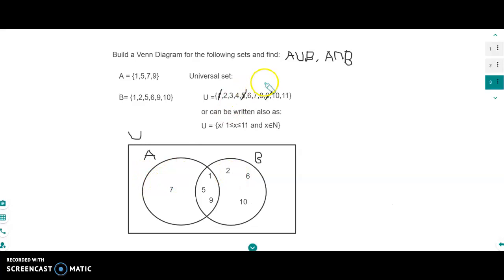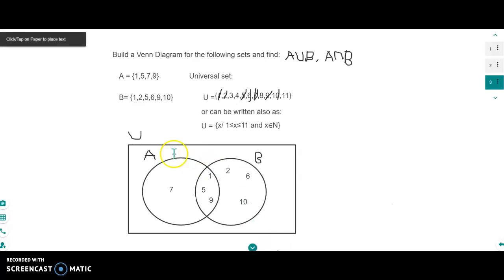We already have 7. Okay, we already have 6, 2, 6. We already have 10. And the elements missing in the universal set are 3, 4, and 11. We can write them in this zone, in the universal set zone, outside the sets A and B.